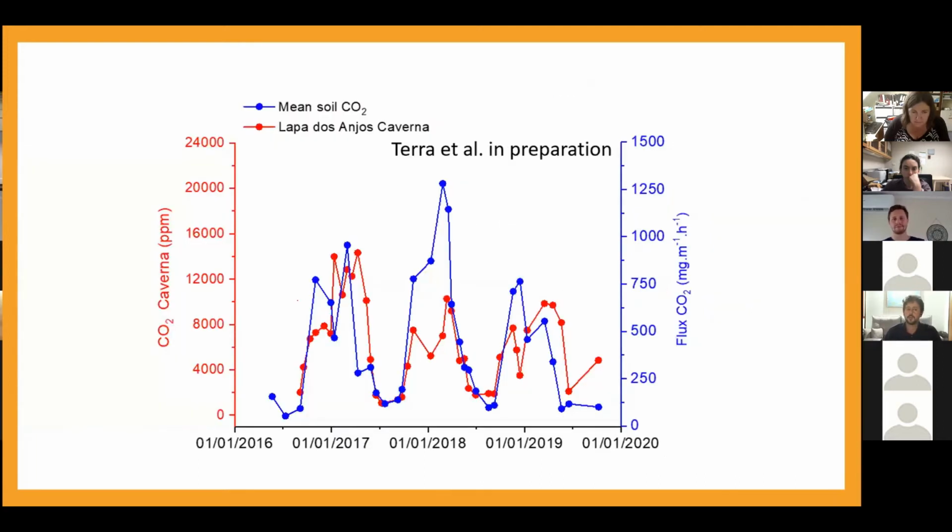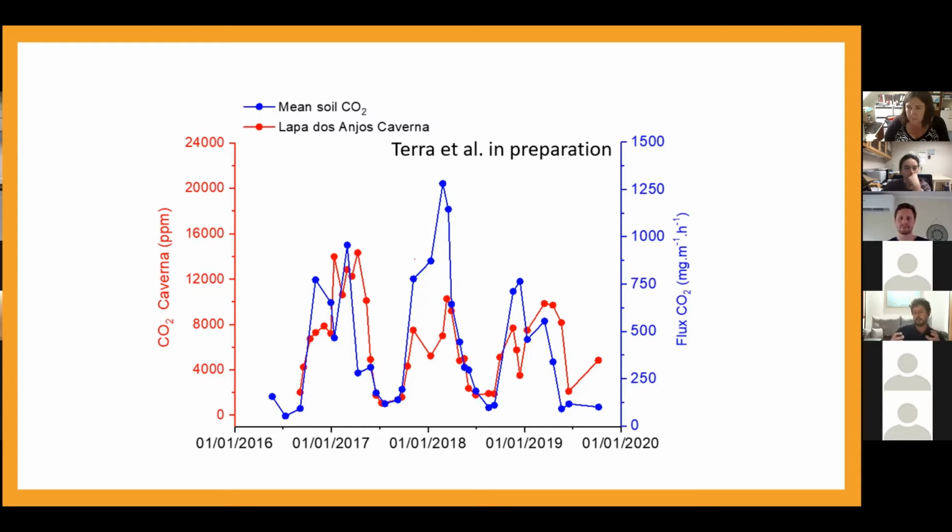So when we compare the measured rate of CO2 in the soil, in blue, with cave CO2, we see that they go hand in hand. At least the seasonal variation: why caves fill up with CO2 is basically a response of the soil. In the tropics, this is more driven by precipitation. In temperate climates, this is driven by temperature.